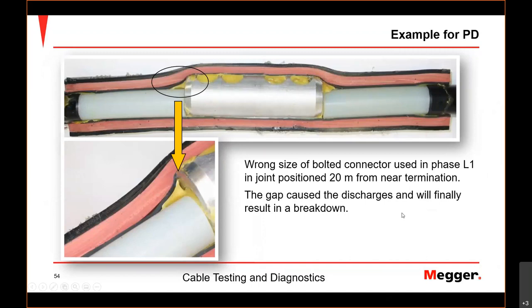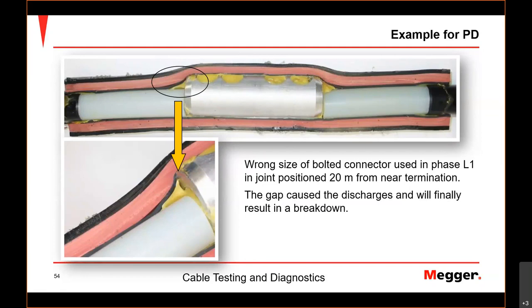Here, this is a very nice example, the wrong size connector. If the jointer goes out, does a joint and doesn't have the right size connector, he could either drive back 2 hours, get the right part, come back and finish the job, or he might just say, well, I just take another connector.